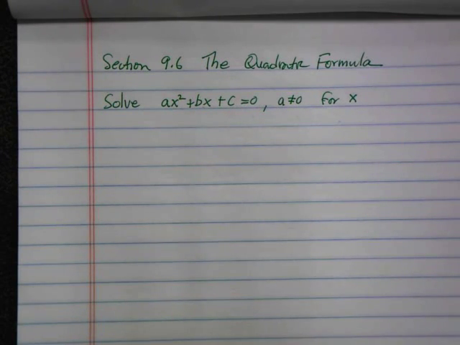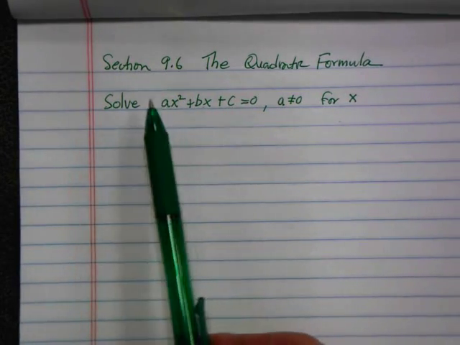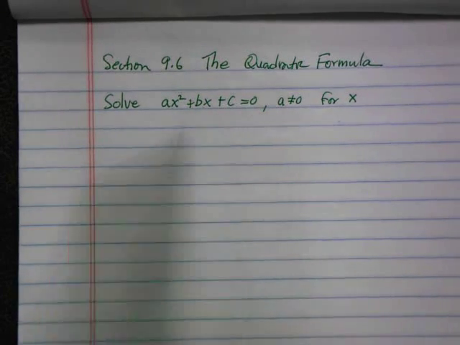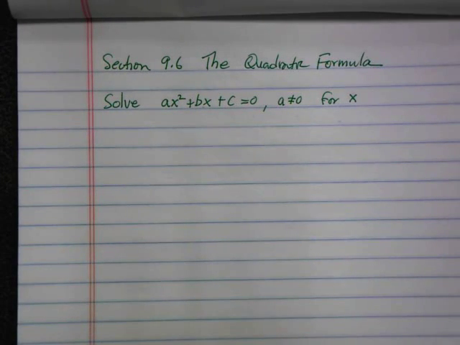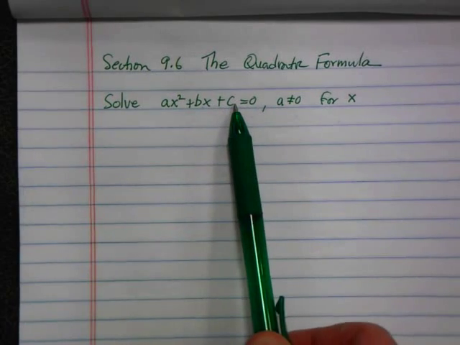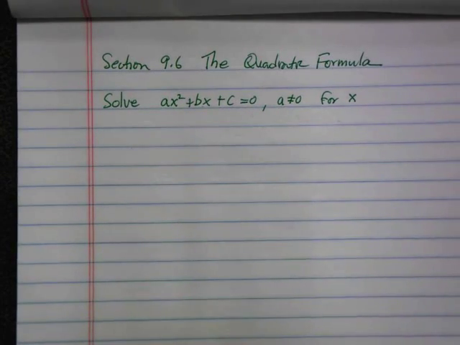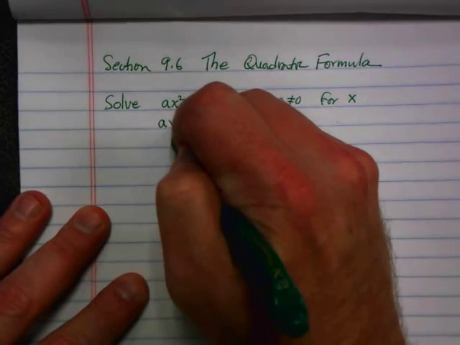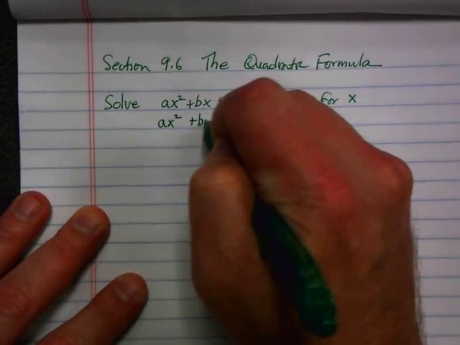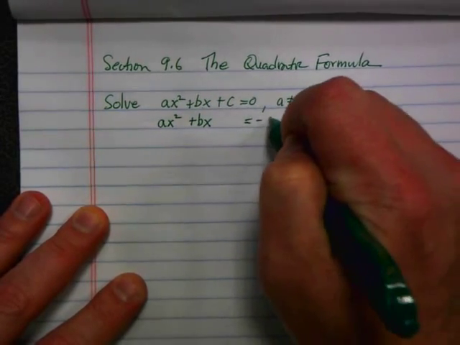All right, so how did we do that? How did we solve by completing the square? What was the first thing we would do when we had a number here and a number there? Minus the c. The first thing we did is we took this number and we moved it over. So I'm going to write this as ax squared plus bx equals negative c.